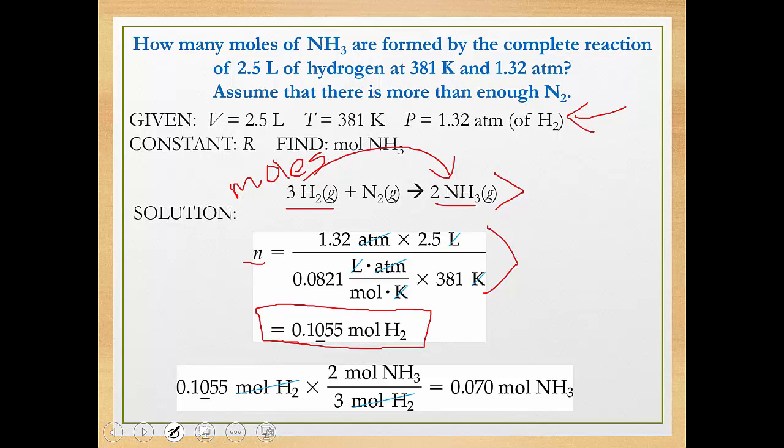Okay, now I can take the number of moles of hydrogen gas and convert it to the number of moles of ammonia based on my stoichiometry. There are 3 moles of hydrogen for every 2 moles of ammonia. So what this tells me is, for the conditions that are given, I will produce 0.070 moles of ammonia gas. Okay, so if you want to use gas in a stoichiometric relationship, find number of moles first.